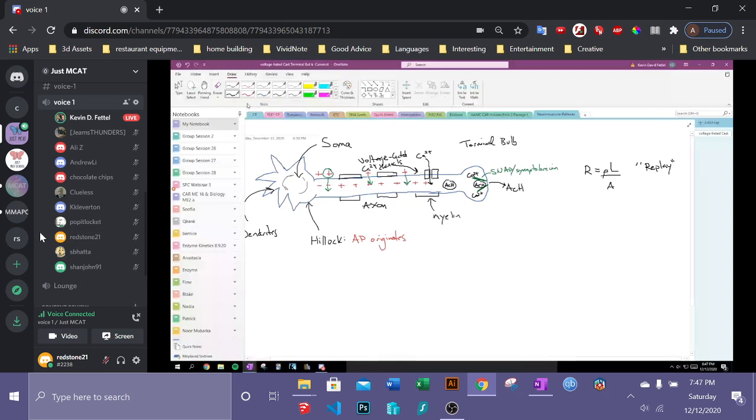Now, what we notice here is that when we look at this equation, which does apply to biology, okay, biology is chemistry and chemistry is physics, so biology is still connected to physics. And so if we have an increase in the length, we'd expect more resistance, right? So the longer the axon is, the more resistance the signal encounters, okay? And the more resistance there is, the harder time that signal is going to have to maintain its strength.